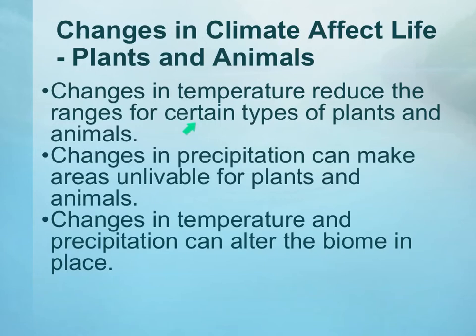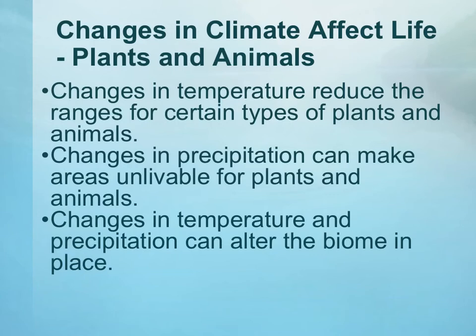So changes in temperature ultimately can reduce the range for certain types of plants and animals. So what we can see is that if the temperature starts rising, then areas where this organism once was able to survive will not necessarily be viable anymore, and so the organism will either have to move or shift its range to include the new location where that temperature is the most likely temperature.